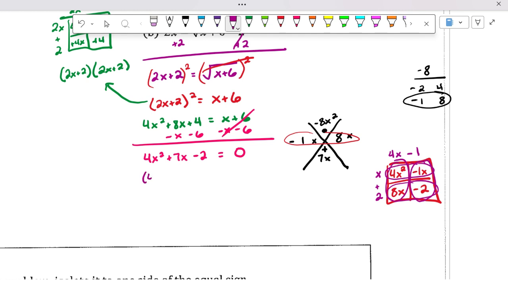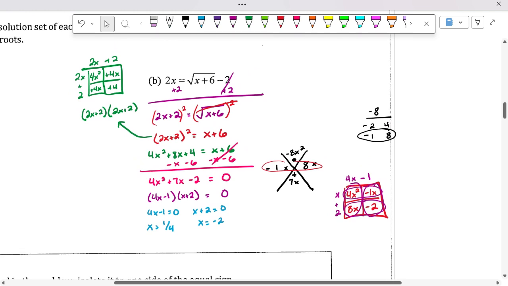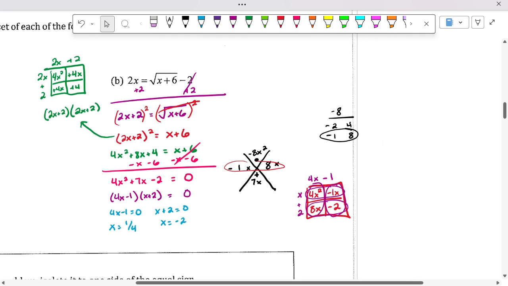So my two factors are 4x minus 1 and x plus 2 equals 0. Set them both equal to 0 and solve. x will equal negative 2, and then x will equal positive 1/4. Now, we have to check to see if any of them are extraneous. So you need to take a minute and check by plugging back into the original equation.